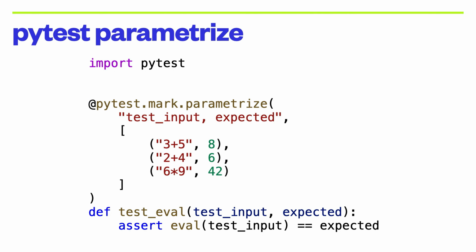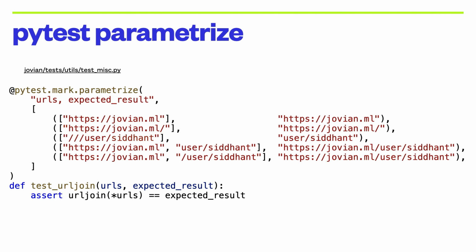There's another feature called parameterize, where I can pass a list of test cases and it will run against the same test. So I can say test eval, assert eval of test input equal to expected. I don't need to write 3 assert statements for all these 3 inputs. I can just pass it a list and it will loop through those inputs and create 3 tests out of it. And this is another test that's there in the Jovian library. It tests that 2 URLs should be joined properly. There are multiple test cases, and it tests all of these one by one.